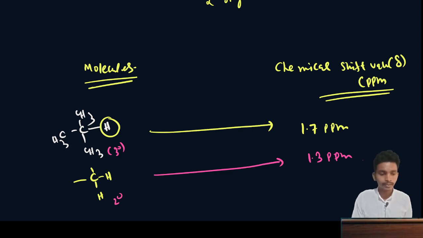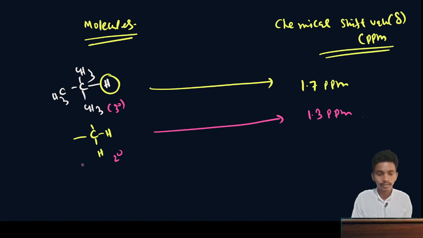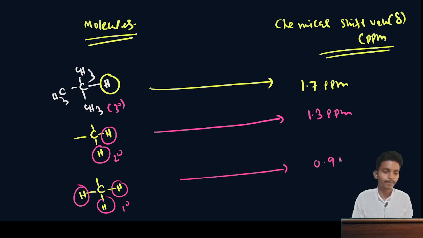Now if it is a 1-degree carbon, C with H, H, H, then this H will have a value of 0.9 ppm. So we have to remember these values: if the hydrogen is on a 3-degree carbon, the value is 1.7 ppm. If it is 2-degree, the H value will be 1.3 ppm. If it is 1-degree, the H value will be 0.9 ppm.